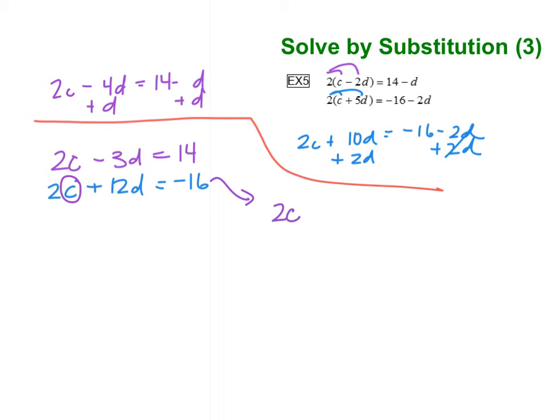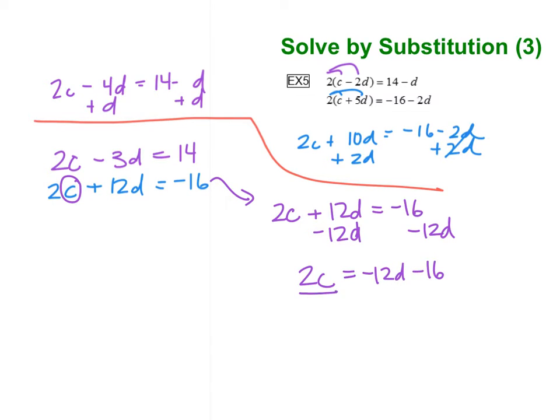So I'm going to take the equation 2c plus 12d equals negative 16. And I'm going to solve for the c. So I'm going to subtract 12d from both sides. So I have 2c equals negative 12d minus 16. Divide everything by 2. C equals negative 6d minus 8. So we solved for the c. Remember, you want c equals or d equals. So we have c equals this.